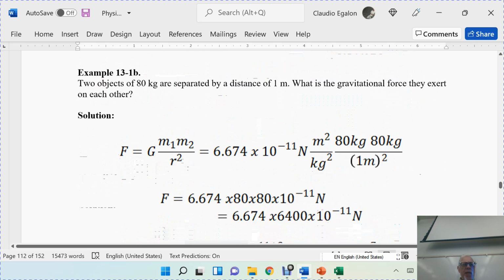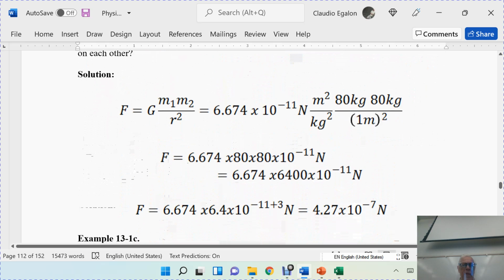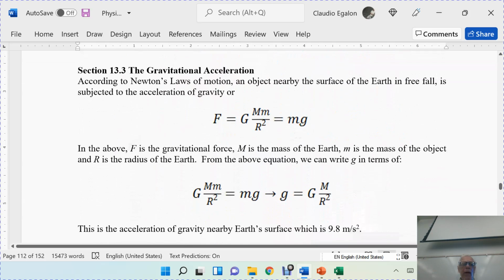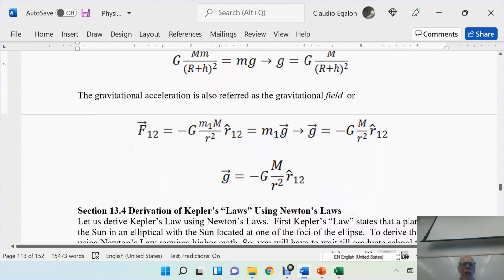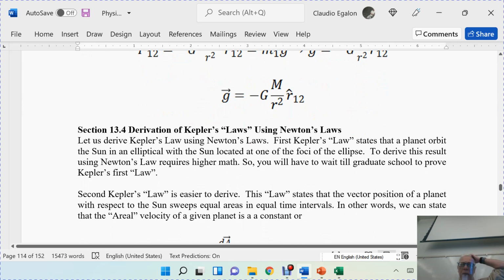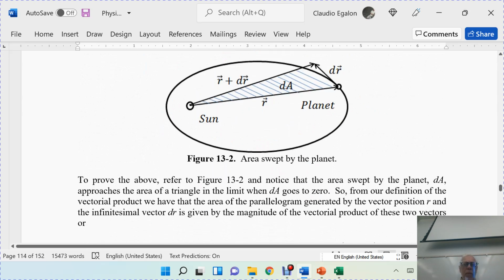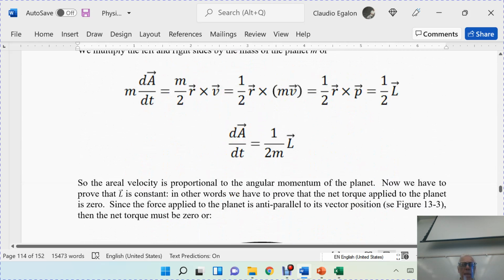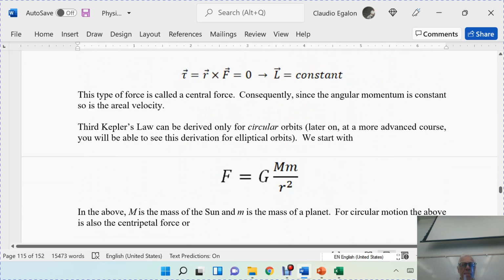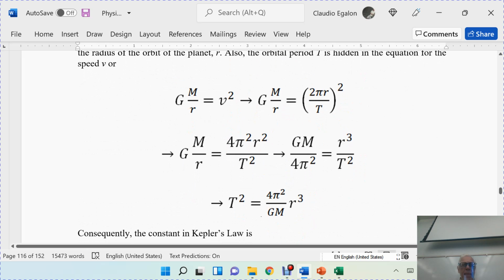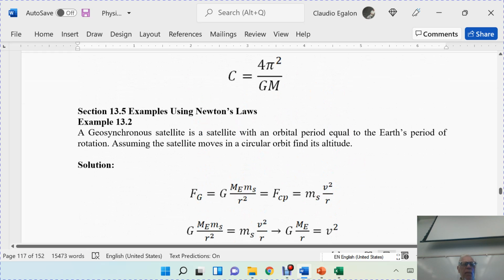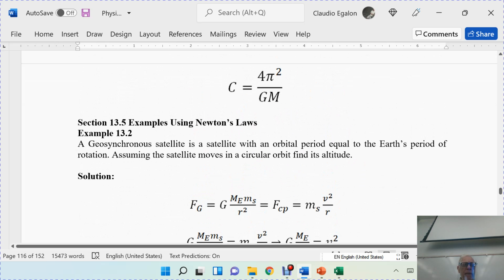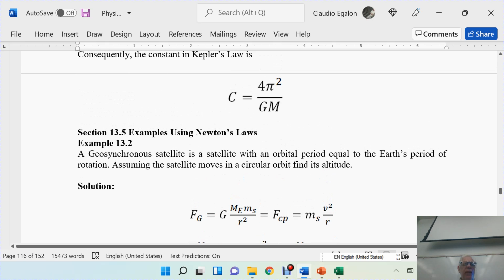Okay, and let's see, we did this one, right? Acceleration of gravity. Okay, we're not gonna do Kepler's law because we didn't cover Kepler's law. It's an important law anyway. Okay, okay, okay. We are gonna do this interesting problem.